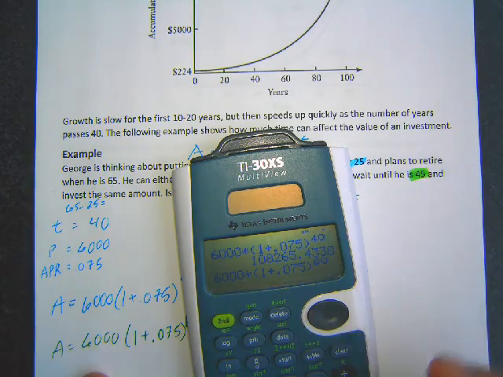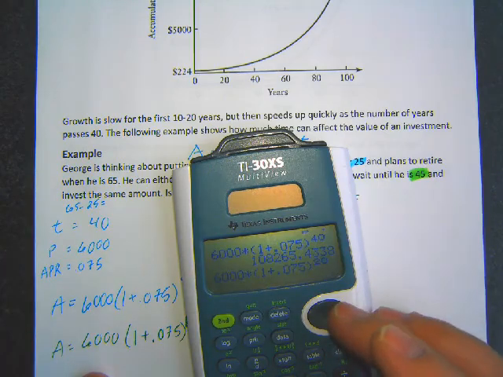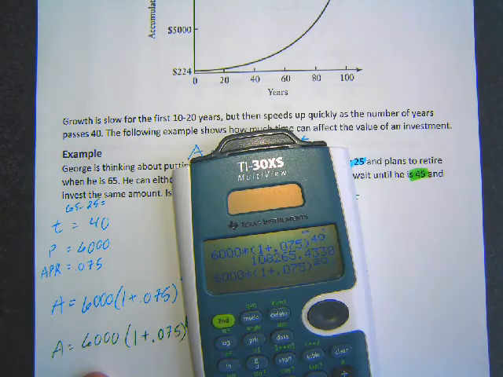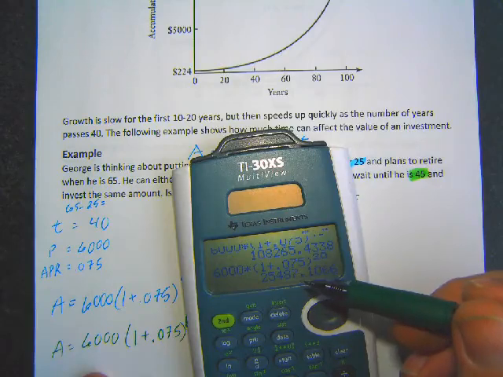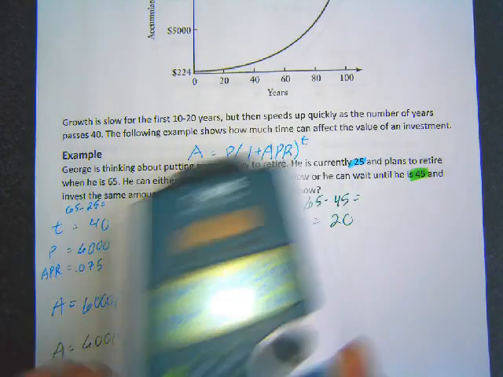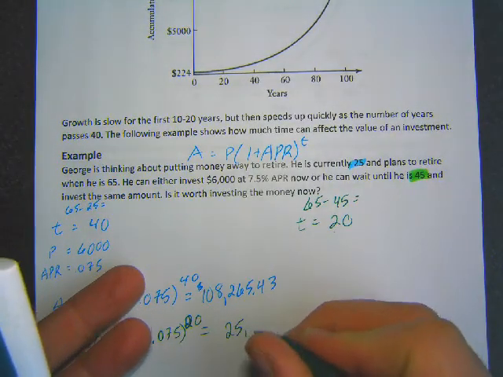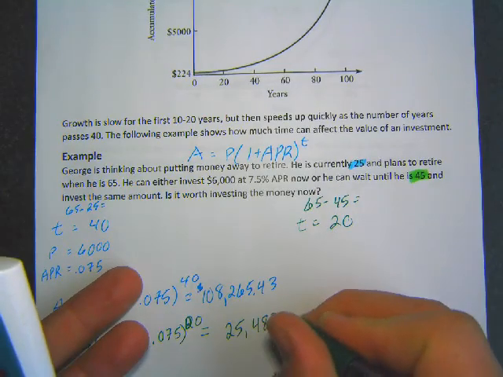I don't know why I wanted to go 6. Type a 2 over top of it, and there we go. So now I've got the equation with just 20 instead of 40, and we can see the big difference there. So now instead of 108,000, he'd have 25,487 less, right? Because he hasn't given it that time to grow.